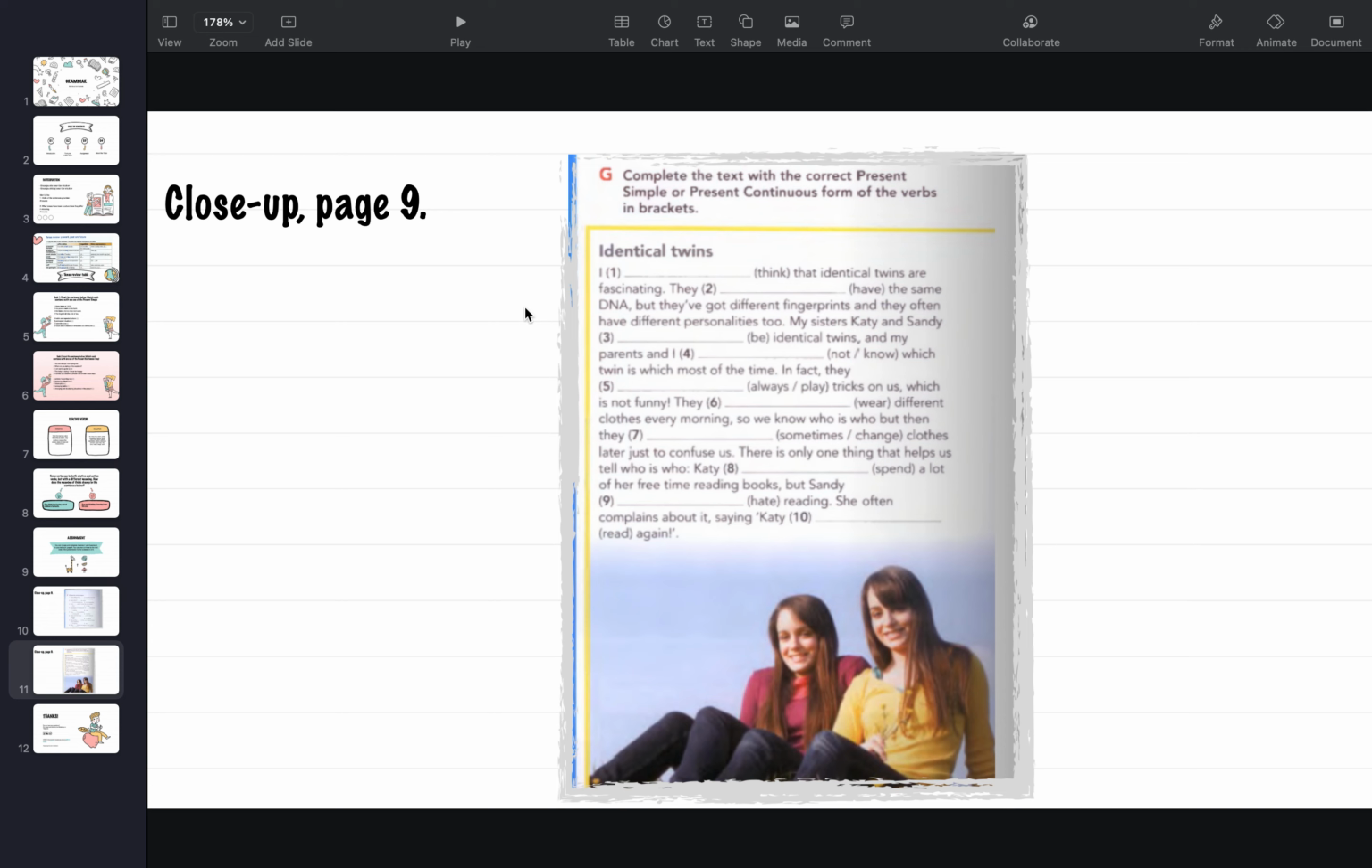You can refer to your brother or sister's textbook if they are in form 1 or 2 in the second last page. Alright, so best of luck everybody.